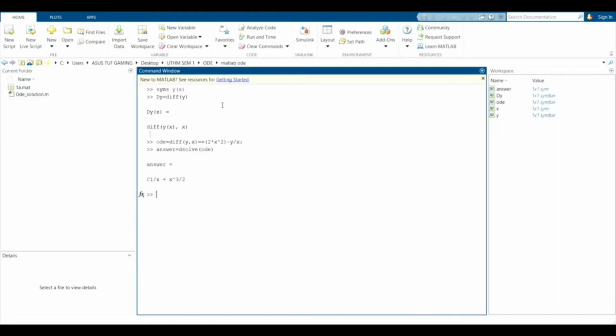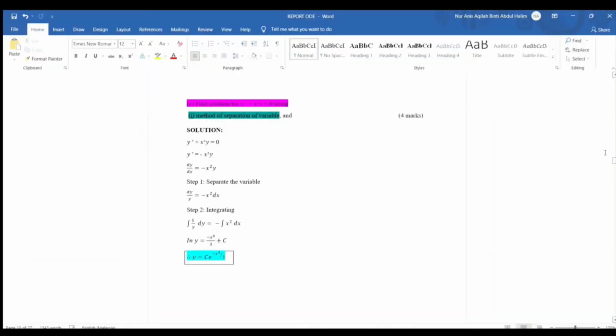To solve question 1b, we use the symbol ys and then differentiate y. After that, we get the derivative of y with respect to x, and we use this equation: dy/dx equals 2x squared minus y over x. The answer is c1 over x plus x to the power of 3 over 2. This is the same as the calculation.